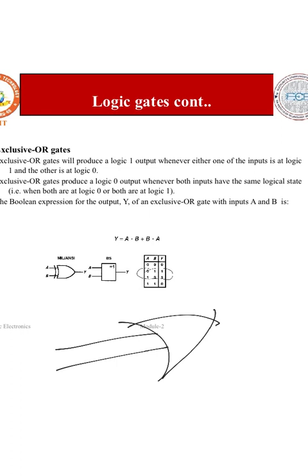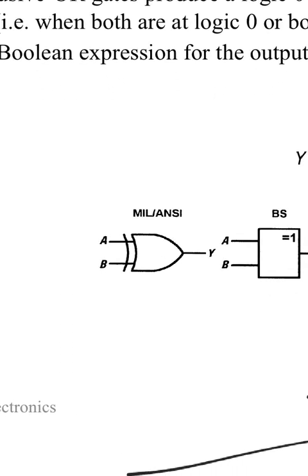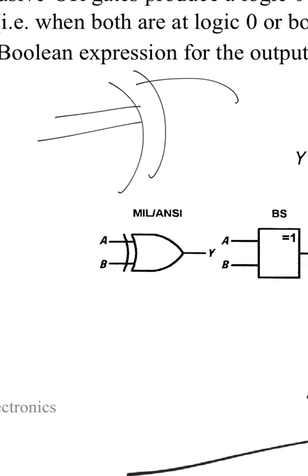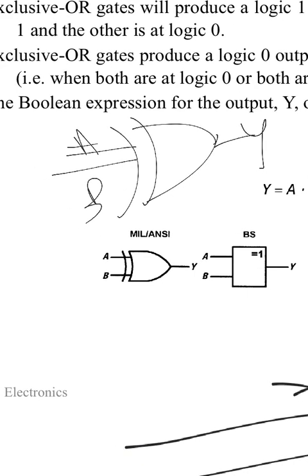So the exclusive OR gate produces a logic 0 output whenever both the inputs have the same logic state, and the Boolean expression for output Y of an exclusive OR gate is given with the inputs A and B. You can see the symbol here, how it has been written in this way. Okay, this is how it is written.